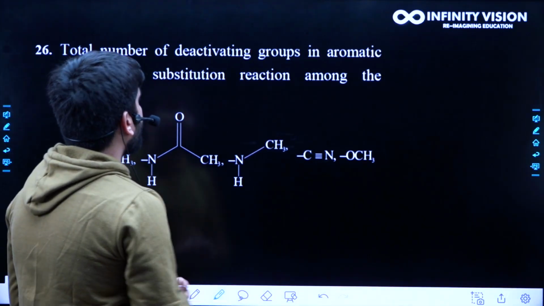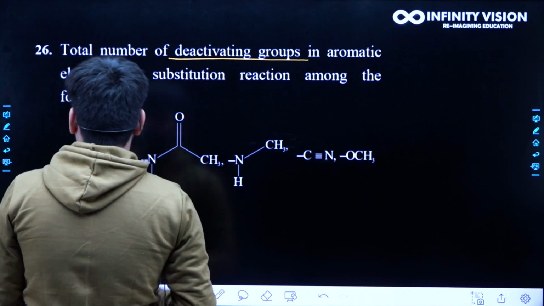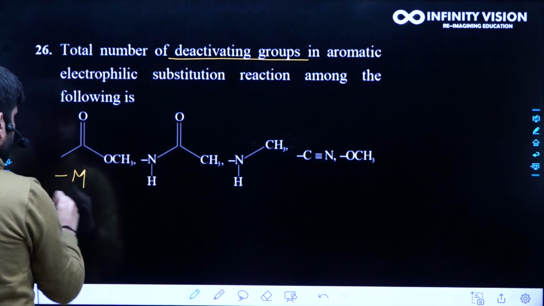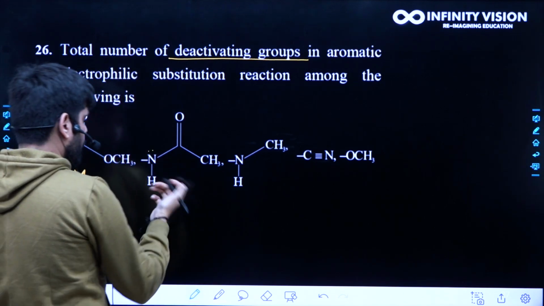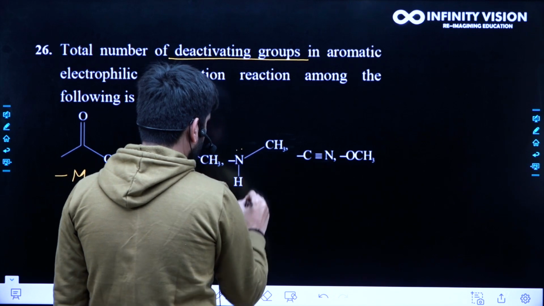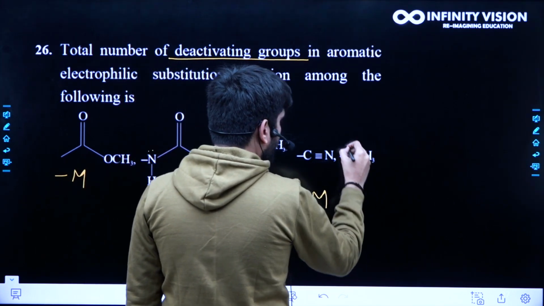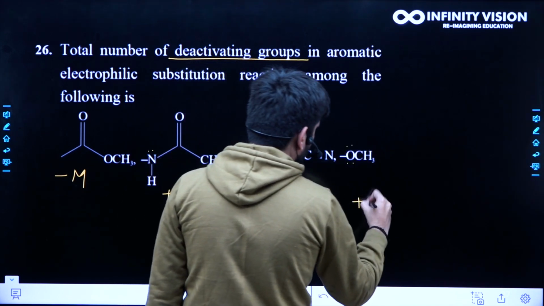Total number of deactivating groups. Okay, deactivating groups they are asking. All right, so this is your ester moiety. It is a -M group, a deactivating group. Here we have the lone pair of electrons, so it is your +M group. We have the electrons, it is your +M group. Cyanide is your -M group. And OCH3, because of the lone pair of electrons, this is your +M group.